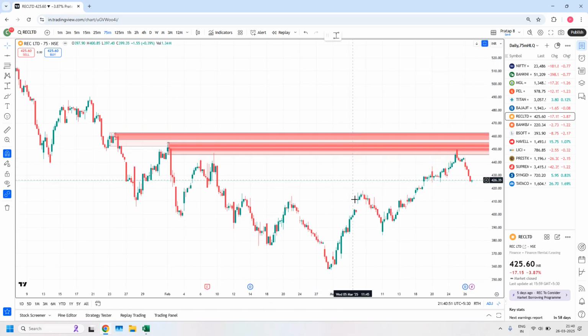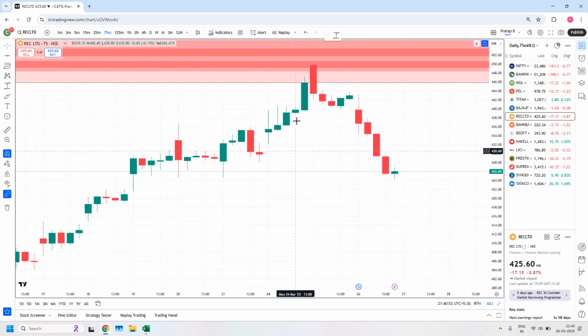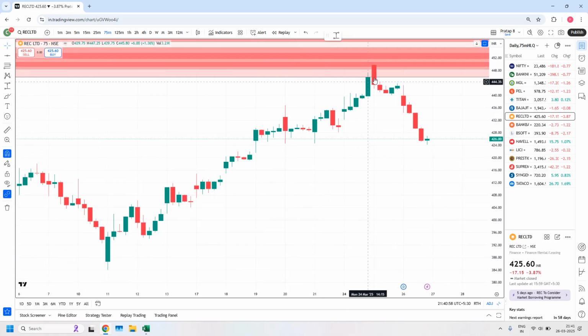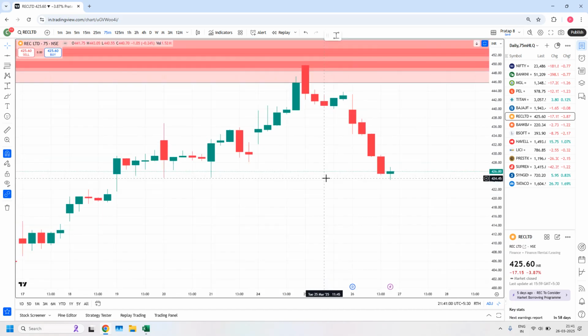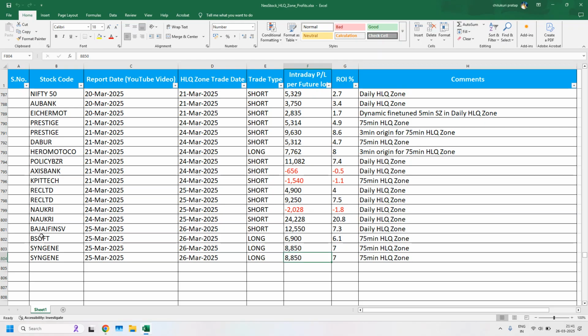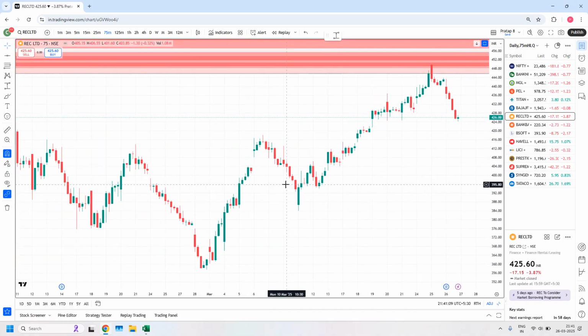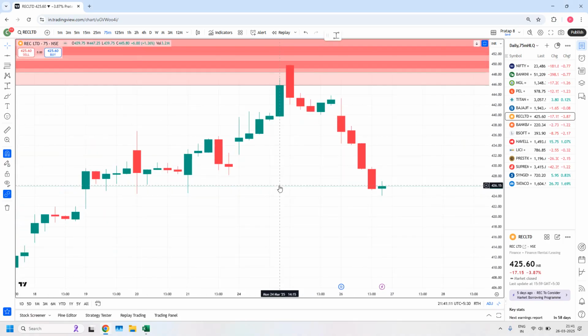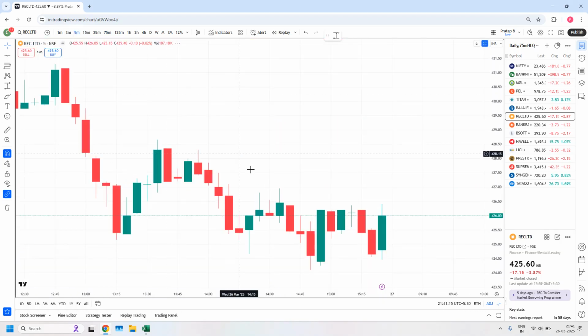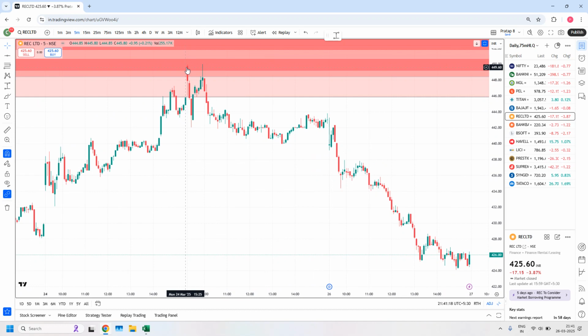This previously drawn zone, in the fine-tuned area, we got a trade on Tuesday, that is yesterday, in the fine-tuned 5 minutes area. Is it there in our Excel sheet? Yeah, REC Limited. Yesterday it gave 2 trades. This is the first trade and this is the second trade. So this is the one we fine-tuned.